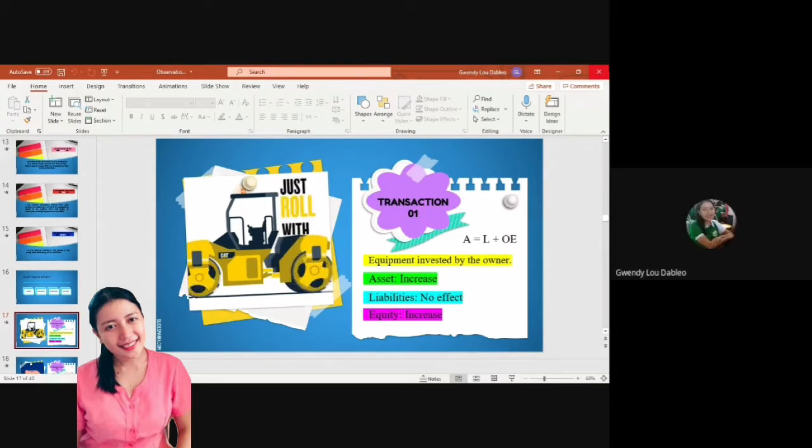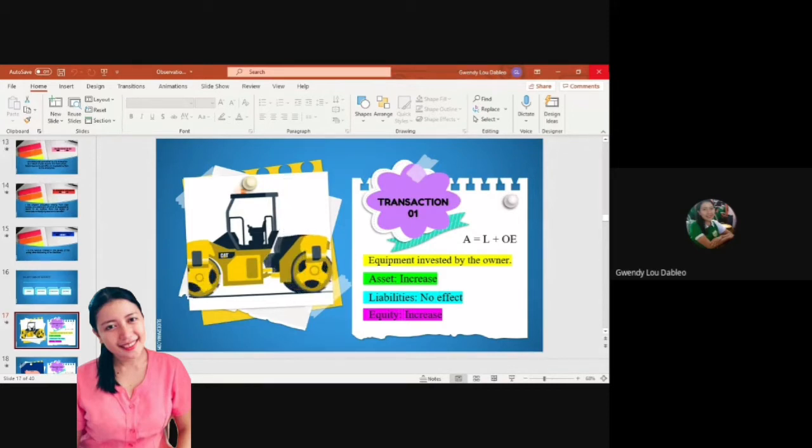Yes. So that's a nice try. But going back to the definition of assets, when we say equipment, this is an asset. Equipment as an asset, of course, could give a positive impact. Why? Because of investment. There is a direct relationship between equity and asset in terms of investment. As mentioned a while ago, investment is one of the four factors that can affect equity.